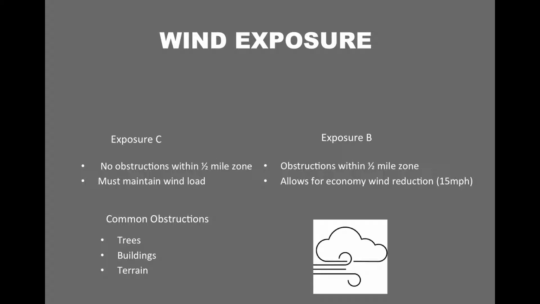And they can do that because they figure if there's stuff in the way, or obstructions in the way, here's some common obstructions: trees, buildings, terrain, that would mean like hills or cliffs or something like that. Then they can make the reasonable assumption, I guess, that the wind will not blow as hard because it will be dispersed amongst these obstructions here.